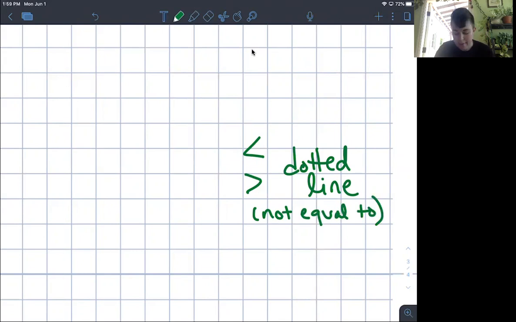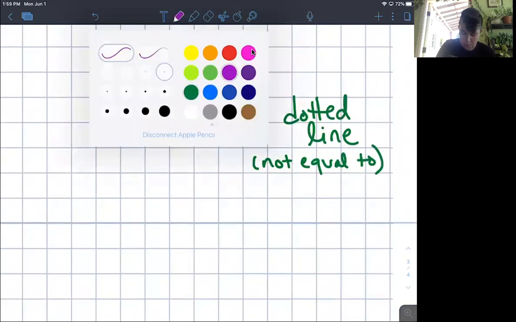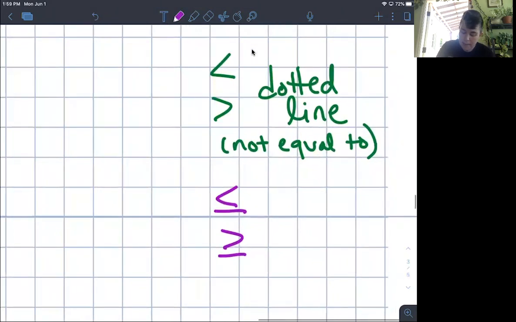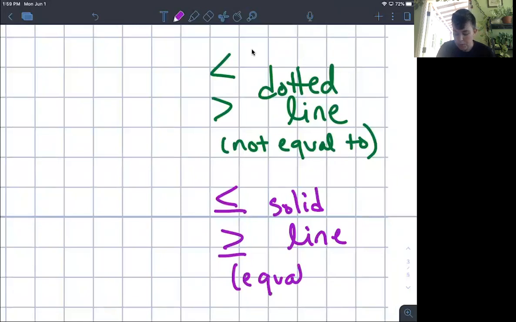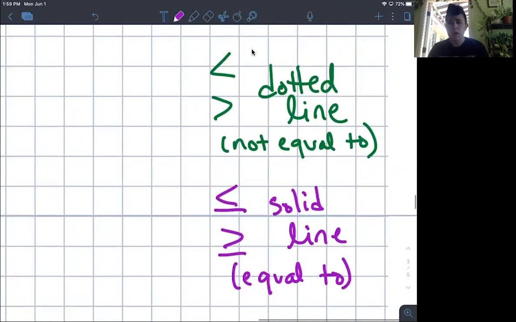If we do have an equal sign, let me use a different color. Let's go purple. If we do have an equal sign under there, so that extra line under the inequality sign, that means we're going to be drawing a solid line. And that just means we are equal to the line. So this is just a way for us to very quickly look at a graph and say, oh, equal to, not equal to.